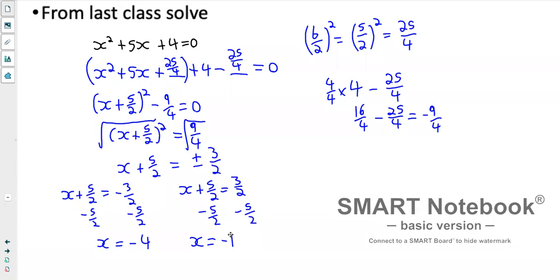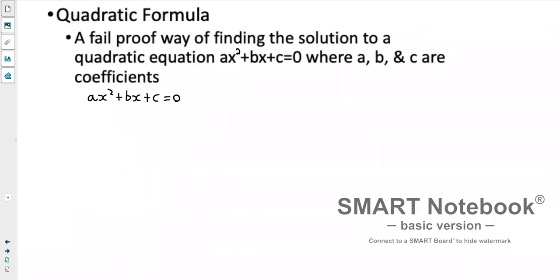Now to come up with our quadratic formula, we are using the exact same steps, but we're dealing with variables for it. So our quadratic formula is a fail-proof way of finding the solution to a quadratic equation of the form ax squared plus bx plus c equals 0, where a, b, and c are coefficients. Essentially, if there are solutions to it, our quadratic formula will give us the solutions to it. And once we have a formula, all we need to do is figure out what our a, b, and c values are and plug them into the formula.